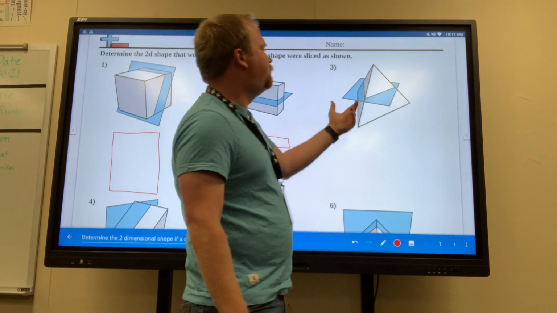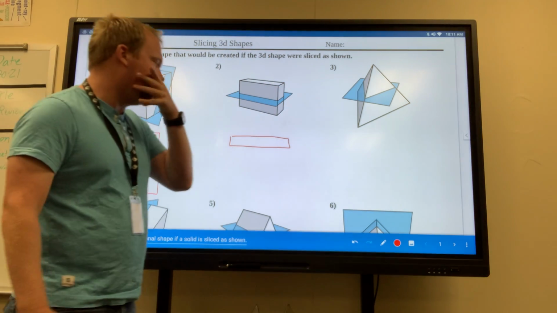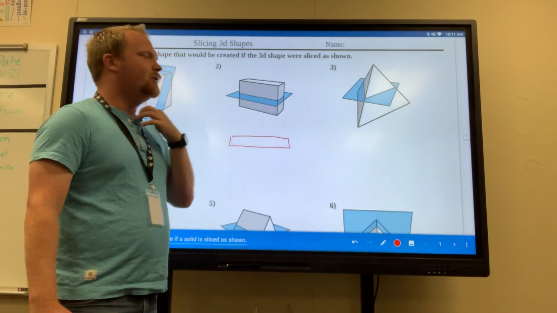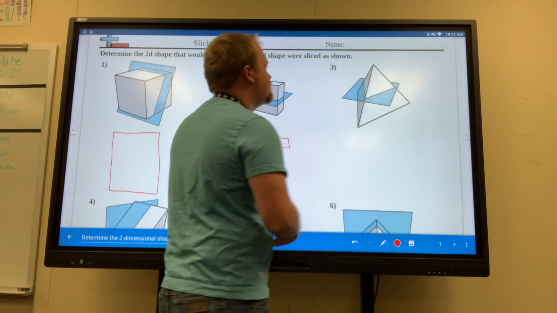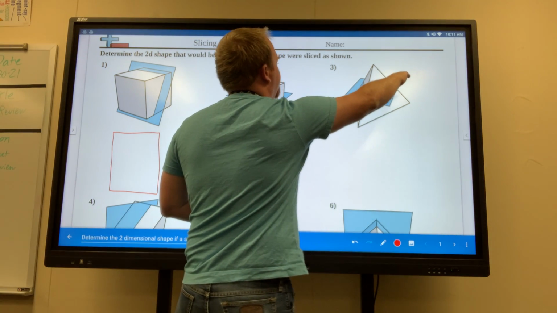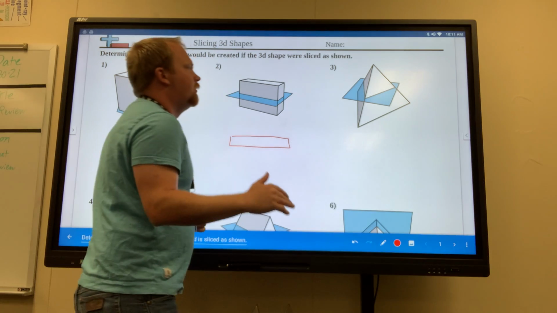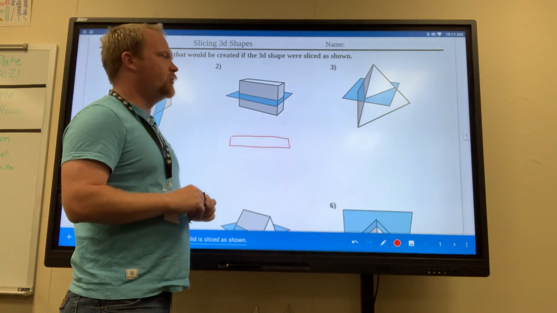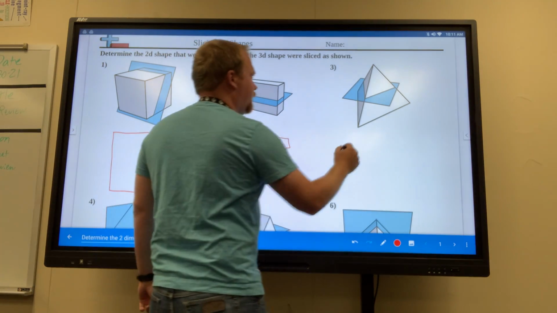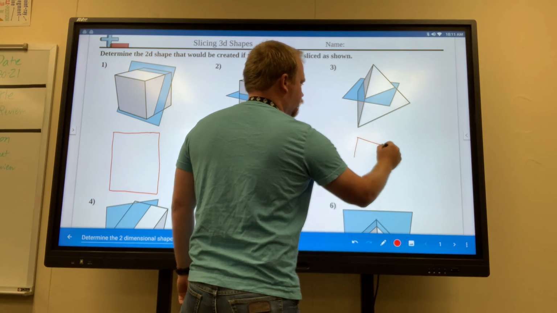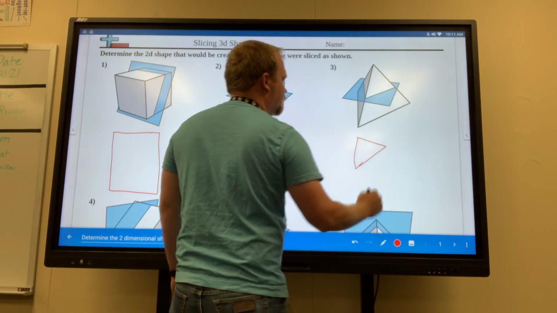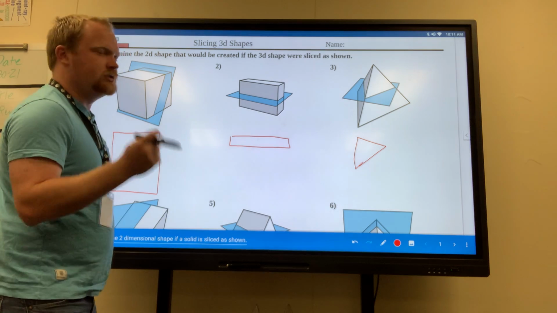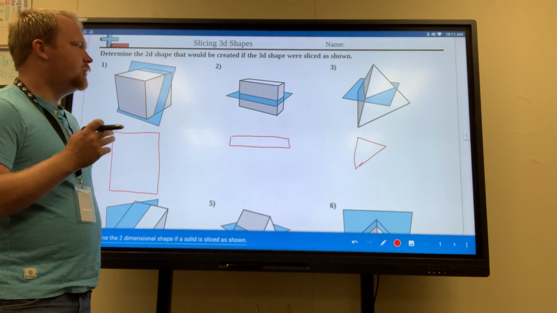And then we have this triangular pyramid. The way it's cutting on the top half, kind of above the base, of course. So really, it looks like it would be more of a triangle cross section. Okay.